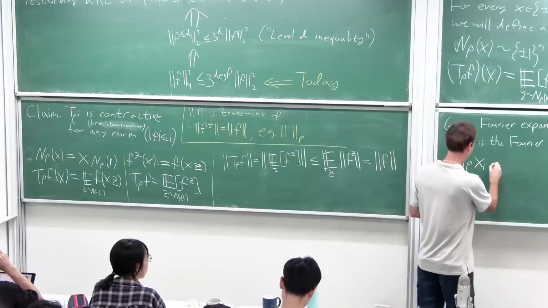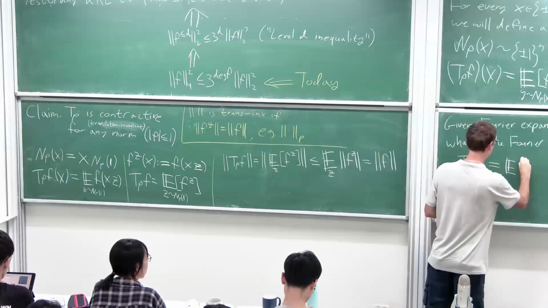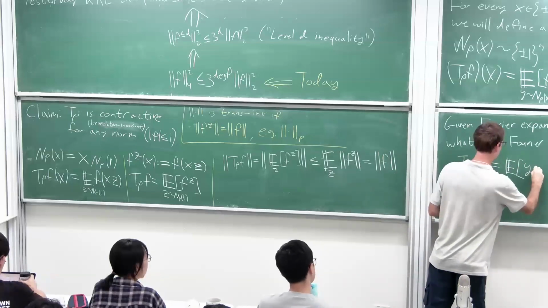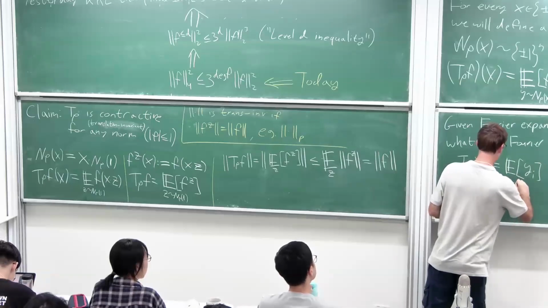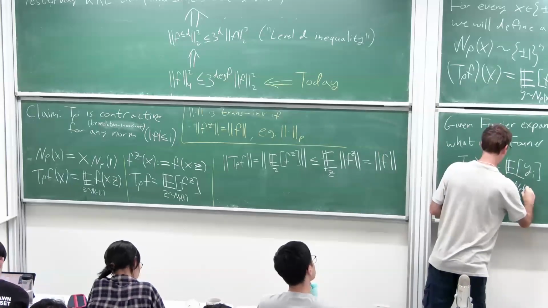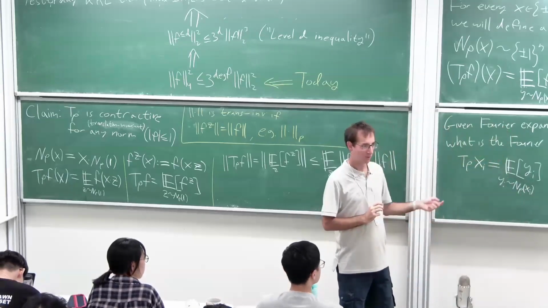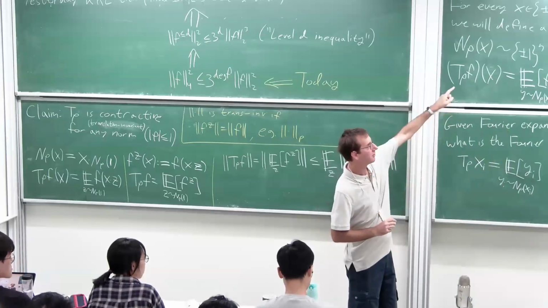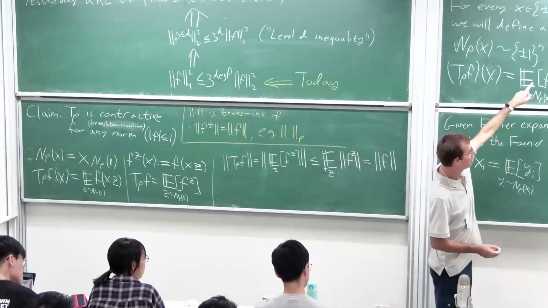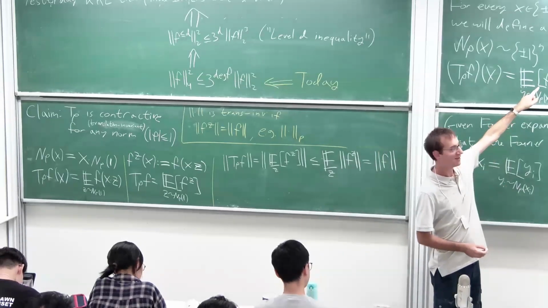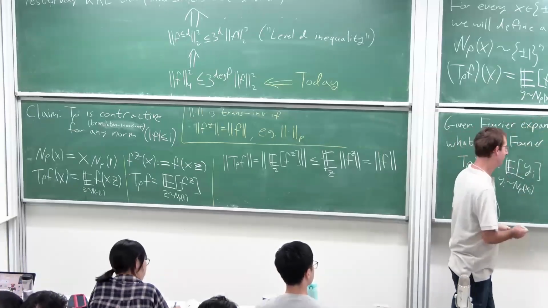Okay, so T_rho of x_i is the expected value of y_i, where y_i has the distribution N_rho of x_i. Now we will do this calculation in two ways, according to the two definitions. According to the first definition, maybe it's a little bit simpler, but we will need the second calculation in the p-bias setting, so we'll do it twice.